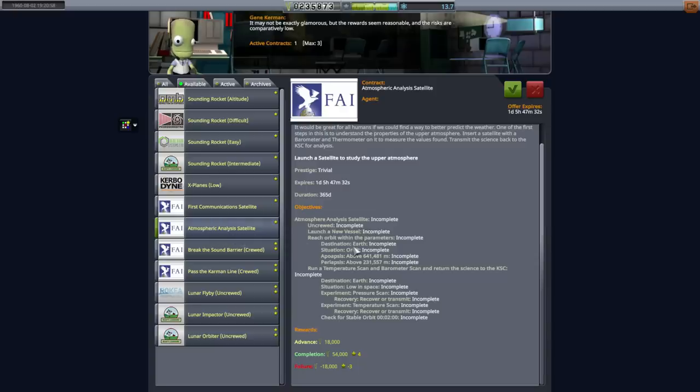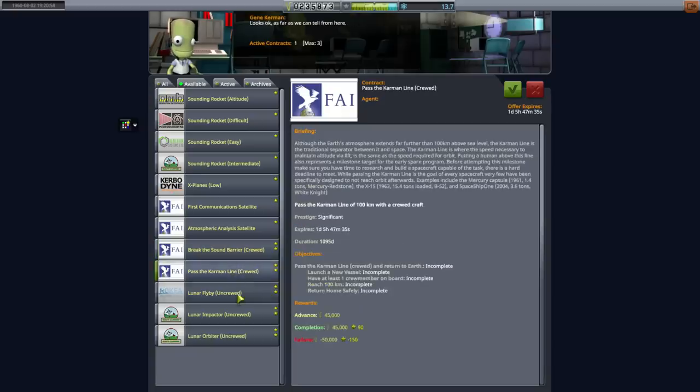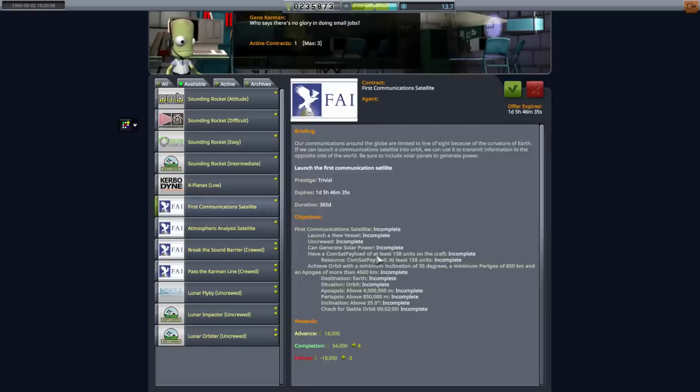Atmospheric analysis satellite. Apoapsis, those are fairly low, and we just need a temperature scan and barometer scan. Oh, and return science to KSC. That's an interesting catch. But technically, our little satellite bus should be able to handle that, right? Because it's got the RCS and can aim the little return portion for recovery. That's interesting. Okay. So let me think about that atmospheric analysis satellite possibility as well. Maybe that can launch in a Juno, and this can launch on the Atlas.